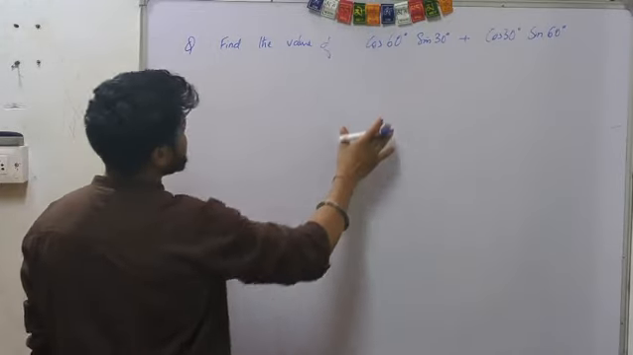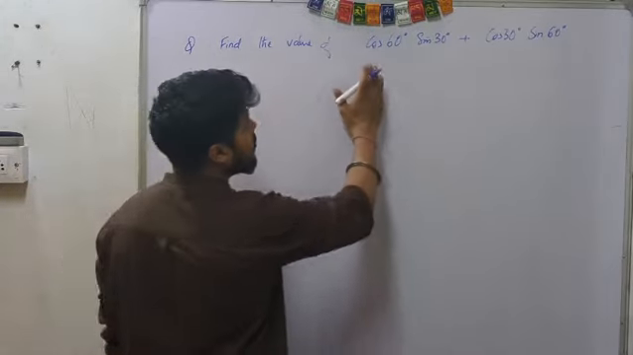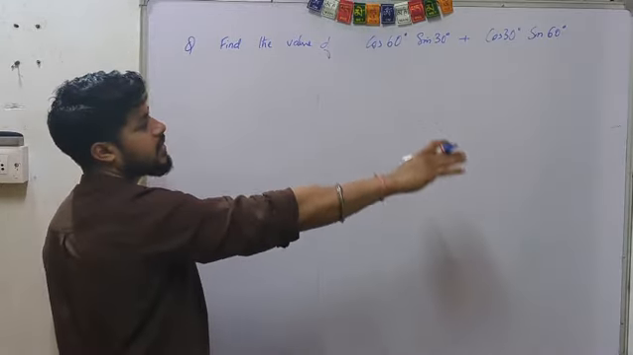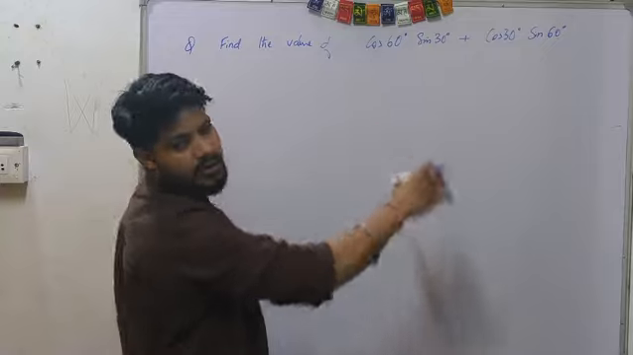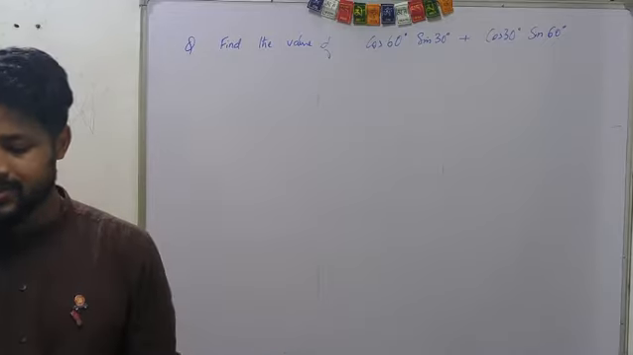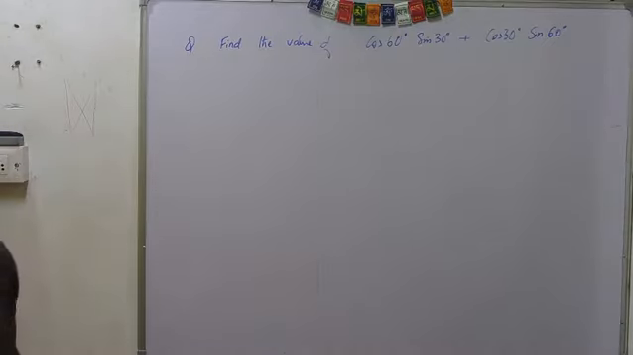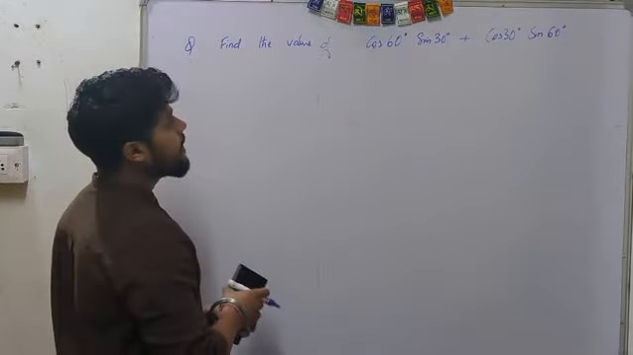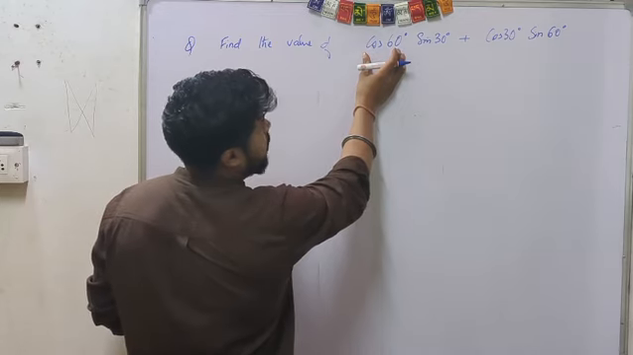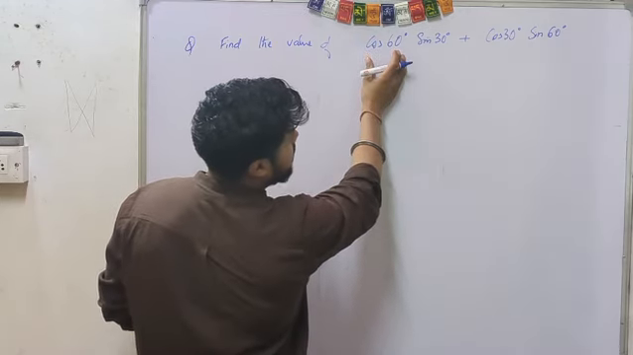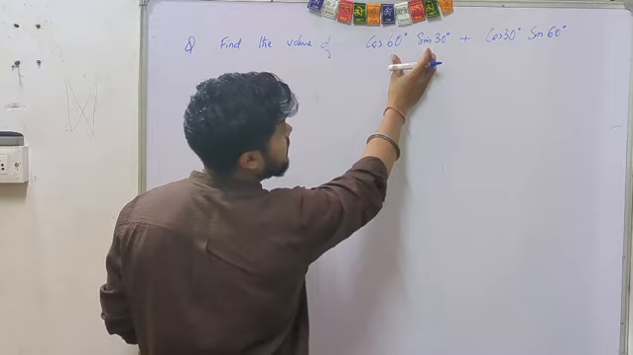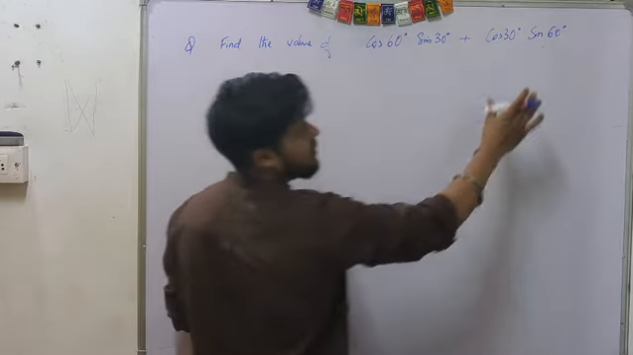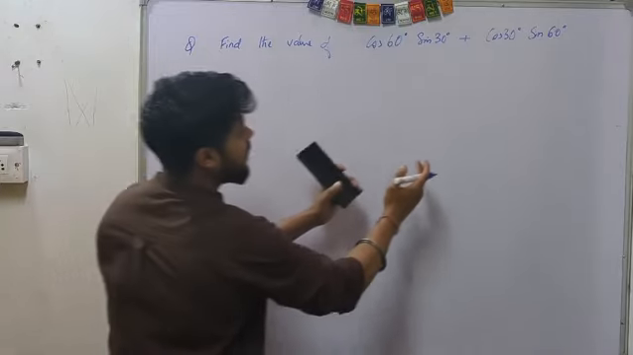Okay, the question is find the value of cos 60 degree sin 30 degree plus cos 30 degree sin 60 degree. This is for all the students who understand Hindi and English, so I'll mix it up for both languages. Here you have cos 60, so we'll try to make sin 30 degree out of this, and here we'll try to make cos 30 degree, so that we find a value.